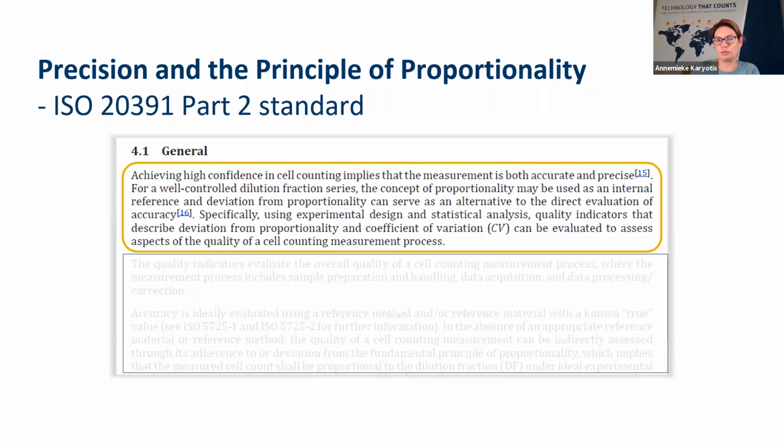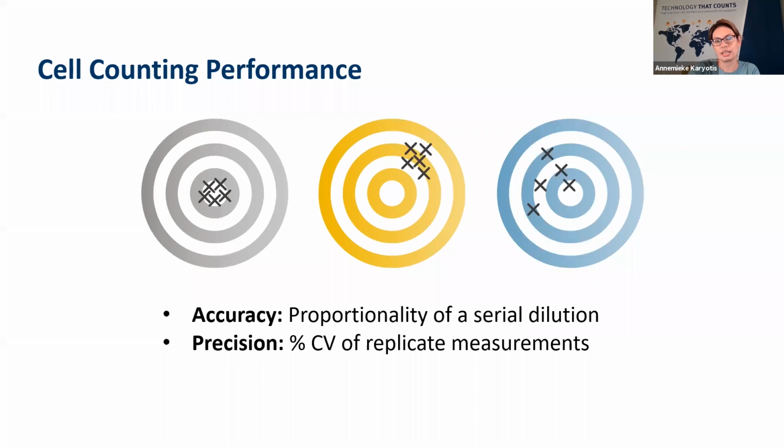And they sort of refer that this should be an indirect measure of accuracy in a given cell count. So the difference between accuracy and precision is accuracy is going to be the proportionality of a serial dilution, and precision refers to the percent CV of replicate measurements.